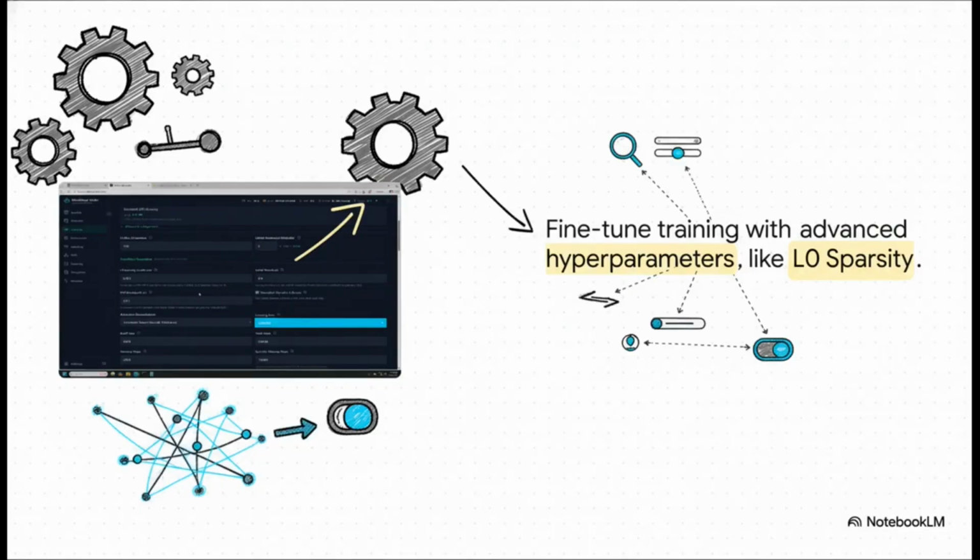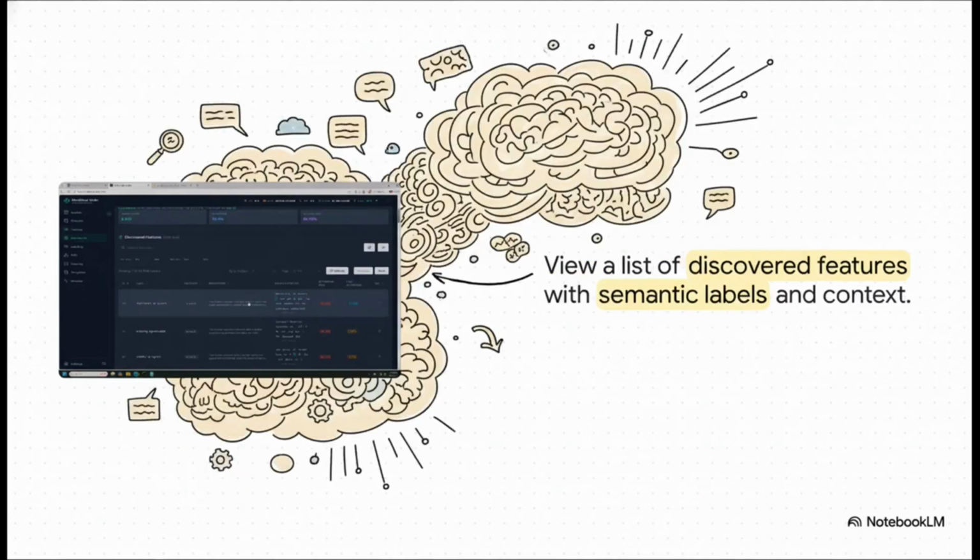And miStudio gives you this incredible level of control over how that translator gets trained. You can fine-tune all these advanced parameters, like something called L0 sparsity. That setting basically forces the AI to be more efficient, to explain its thinking using the fewest, most important concepts possible. That way we find what truly matters. And here is the payoff.